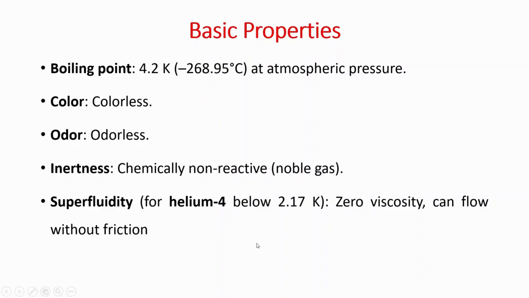Now, superfluidity. Helium has a very special property of superfluidity, that also I will discuss in the phase diagram. Below 2.17 Kelvin, helium-4 becomes superfluid. Superfluid means it is a fluid which has zero viscosity, or which can flow without friction. Superfluidity is equivalent to superconductivity in solids, because a superconductor means no resistance, and in a superfluid there is no viscosity. So remember the temperature.